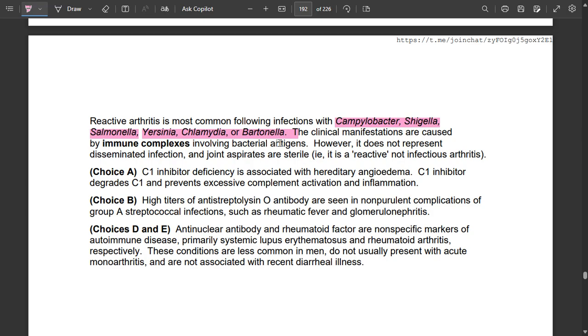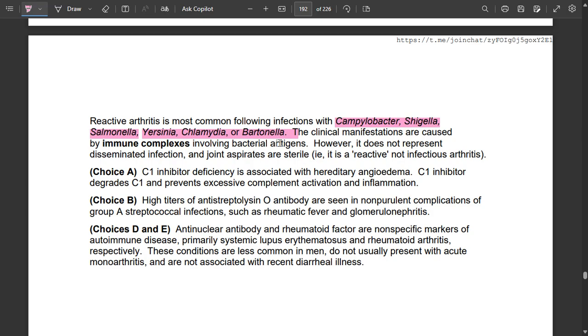C1 inhibitor deficiency causes hereditary angioedema. If there is a deficiency of C1 esterase inhibitor, C1 will not be broken down. C1 inhibitor normally degrades C1 and prevents excessive complement activation and inflammation, but because of the absence of this enzyme, there is a high amount of active C1, which activates the complement system and triggers inflammation.